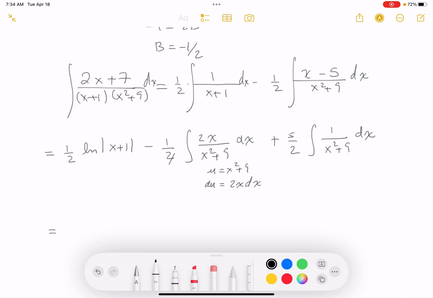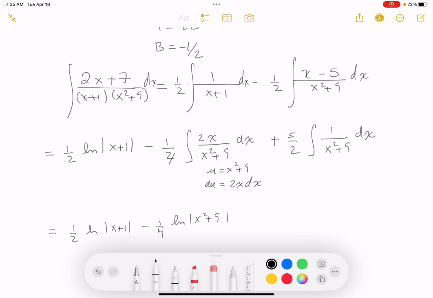So 1/2 ln absolute value of x plus 1 minus 1/4. And I want to use guys antiderivative now. And I see the du over u. So it's going to be the natural log of the absolute value, and now it's going to be x squared plus 9.